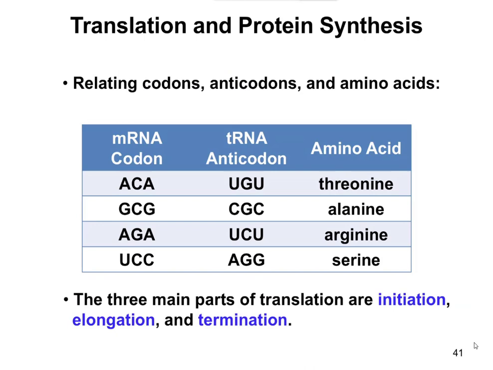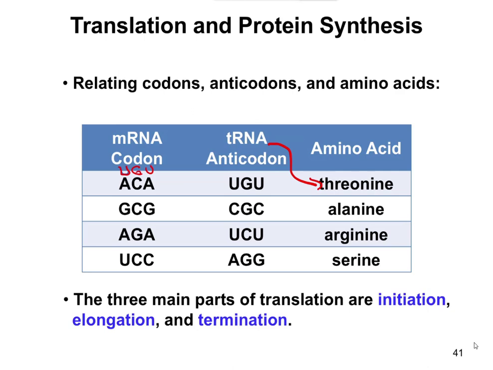Okay, so let's look at translation in a little bit more detail. Again, the first part of this slide shows you a few of the codons. It tells you the tRNA anticodon. So UGU would bind through complementary base pairs to that. The anticodon would bind to the codon through the complementary base pairs, and the tRNA is what brings in your specific amino acid. All right.